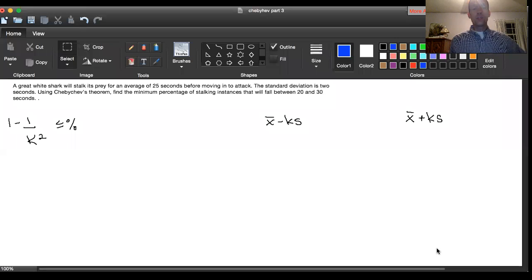In this video, we're going to take a look at another example of the Chebychev Theorem. So we're going to bring one straight up on the screen. Most of this example was taken from an example Alan Blumen uses in his book, A Step-by-Step Approach to Statistics. The example reads: a great white shark will stalk its prey for an average of 25 seconds before moving into attack. The standard deviation is 2 seconds. Using Chebychev's theorem, find the minimum percentage of stalking instances that will fall between 20 and 30 seconds.